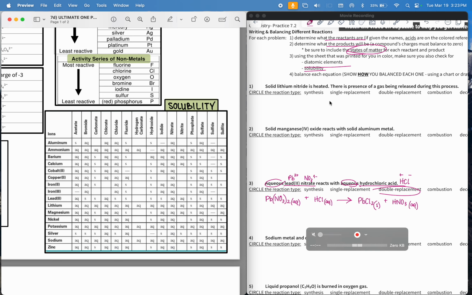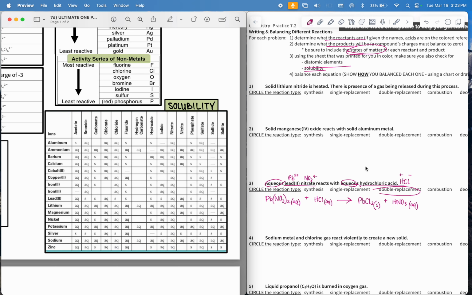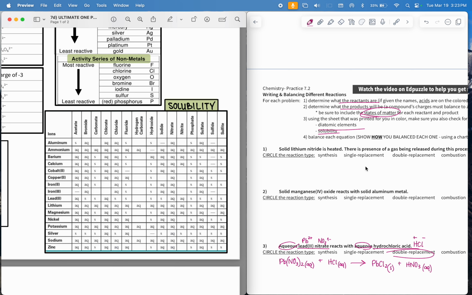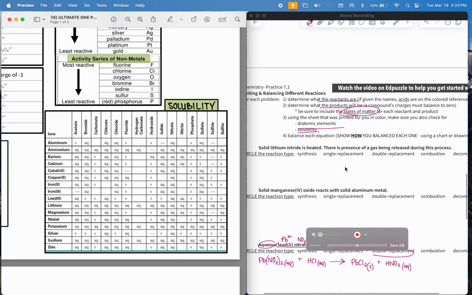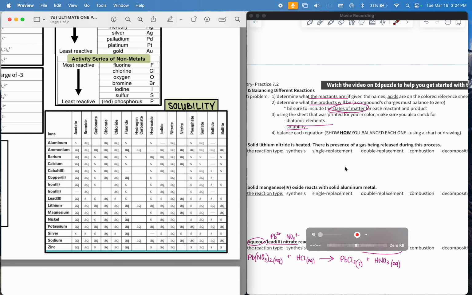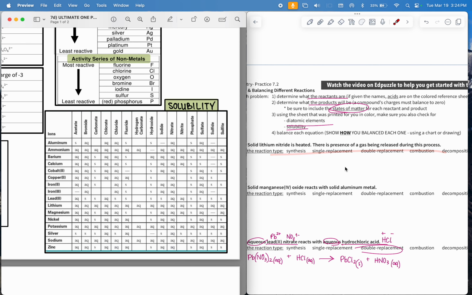Okay, the other one I want to look at is, which one was it again? Oh, number 1. Okay. So lithium nitride. It says solid lithium nitride is heated. There is presence of a gas being released during this process. So we're going to start by figuring out what our reactants are. We have lithium nitride.